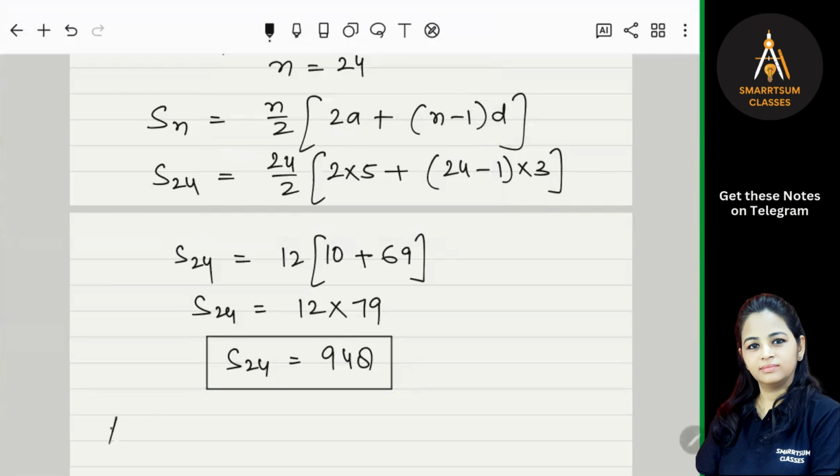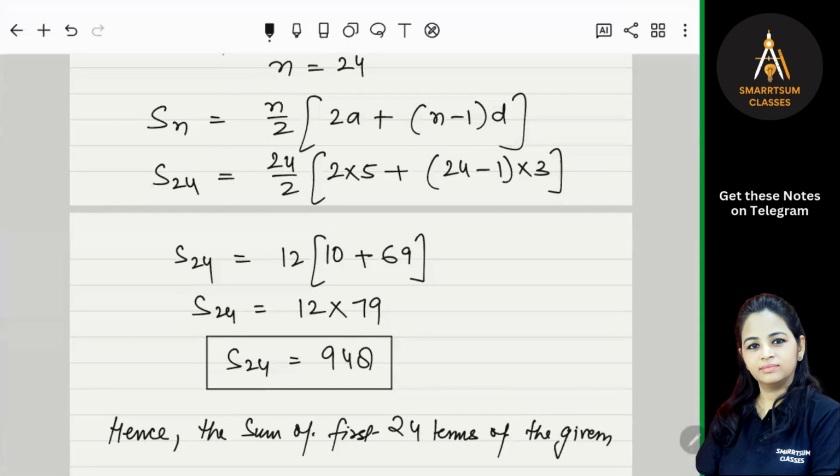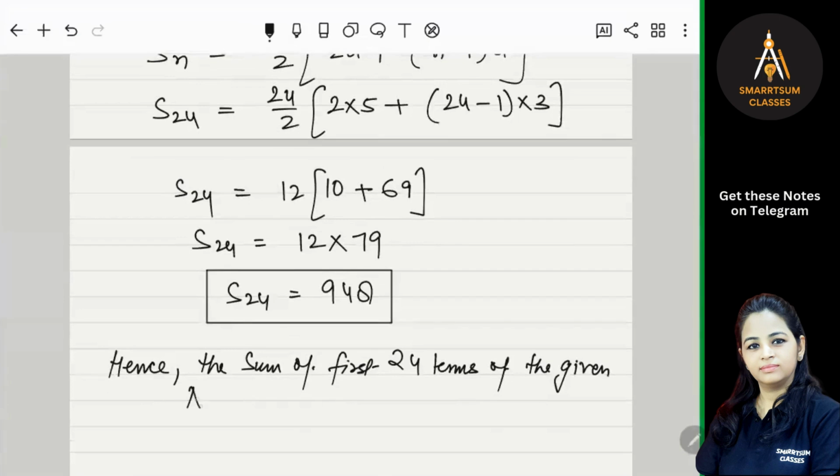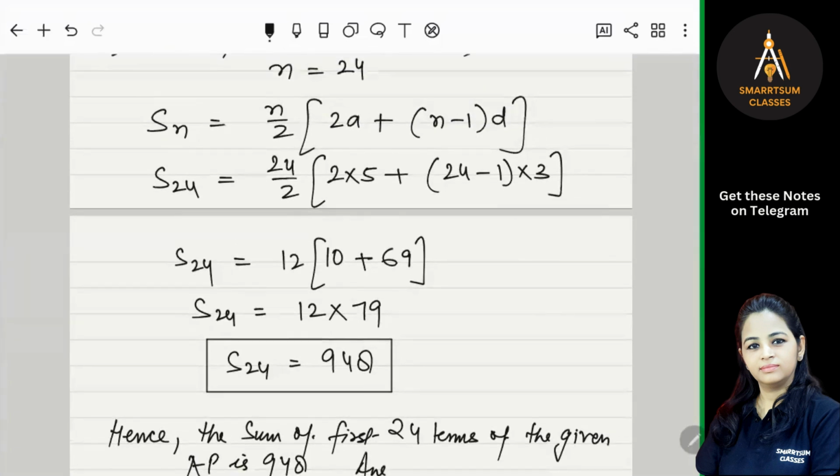So hence the sum of first 24 terms of the given AP is 942. This is your answer. Understood how to use it? Please note down.